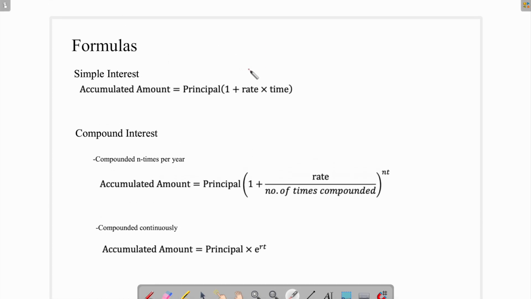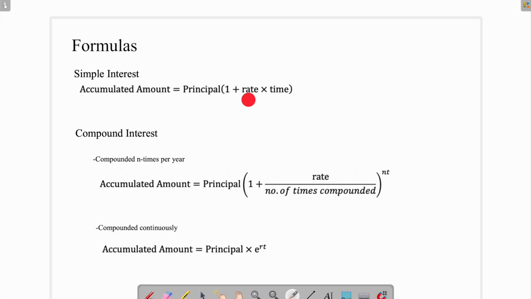So let's go into the formulas. Simple interest just has one, and it's quite simple. The amount accumulated or paid, because interest can be something you have to pay, such as if you take a housing loan, for example, is just the principal, and then you times that by one plus the rate of interest that you earn or have to pay, times the time.